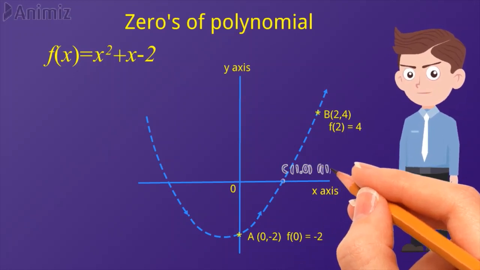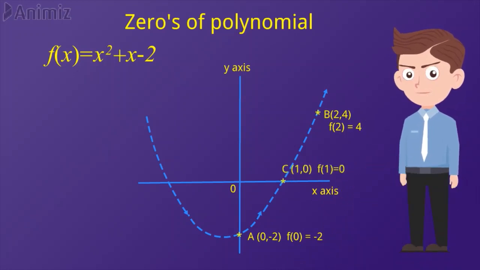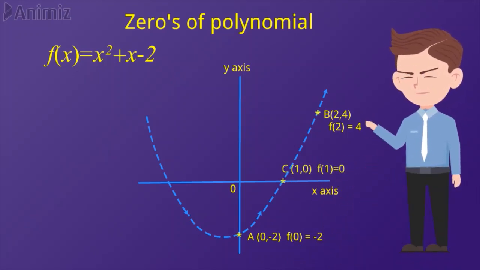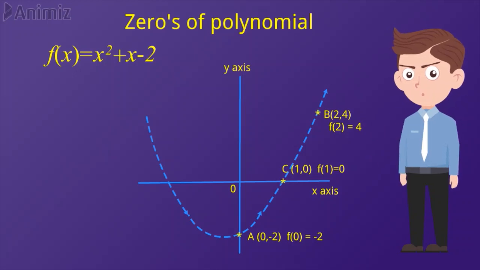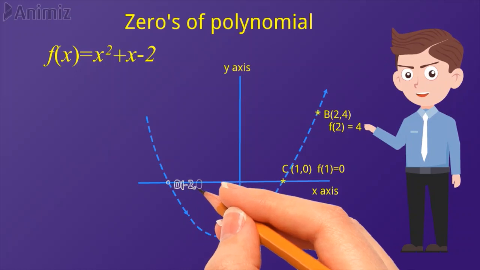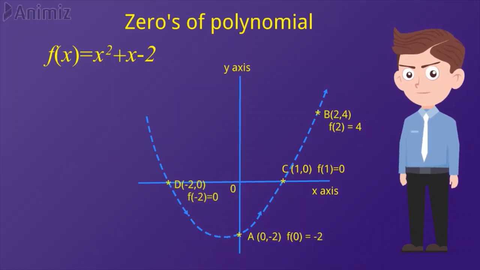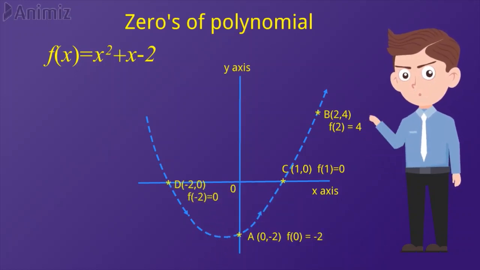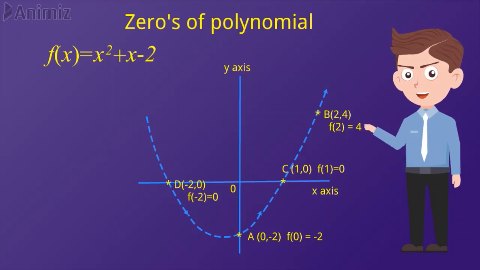And for x = 1, f(x) turns out to be 1 + 1 - 2, that is 0. So likewise you can see that as we put different values of x, we get different values of f(x). But here one thing you can notice: once I put x = 1, my f(x) has become 0. When you put x = 0, it is -2. When x = 2, it is 4.